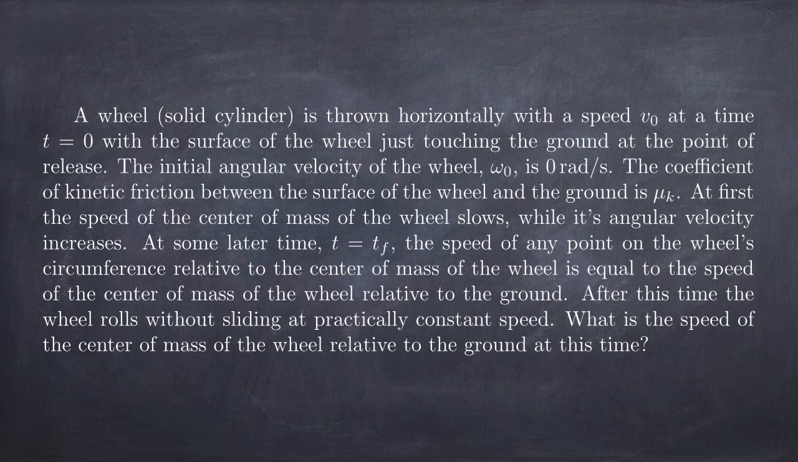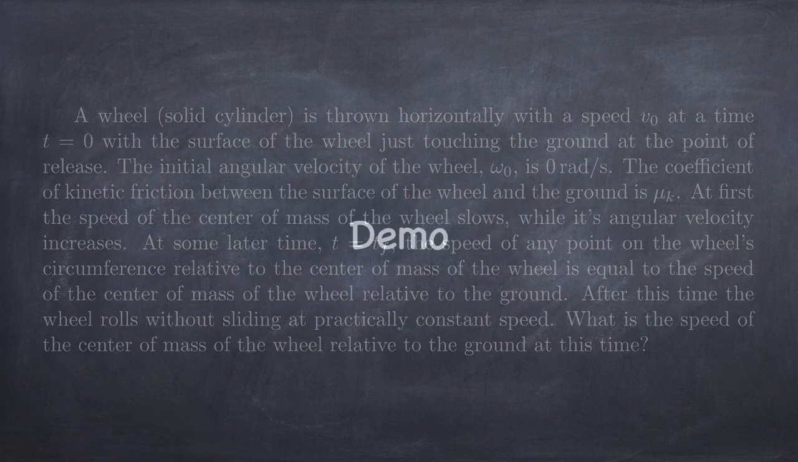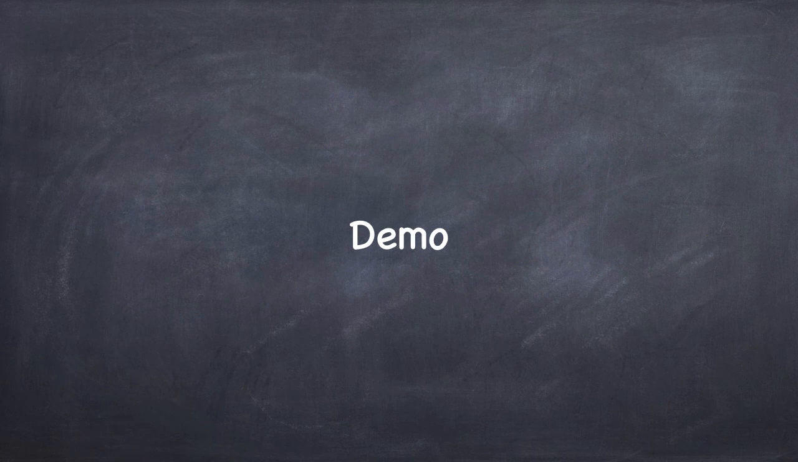And just like last time, at first the speed of the center of mass of the wheel diminishes while the angular velocity increases. The question is, what's the final speed of the wheel after it stops sliding? That's the question. Let's look at the demo again just to remind ourselves how that works.